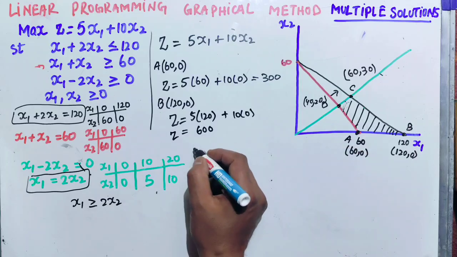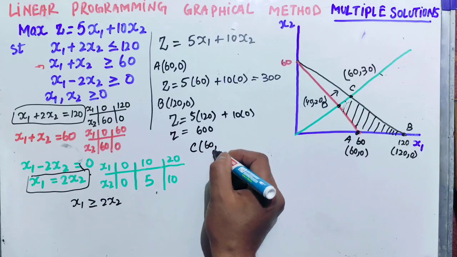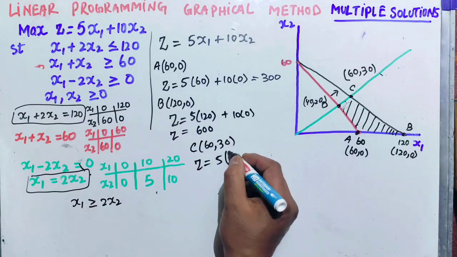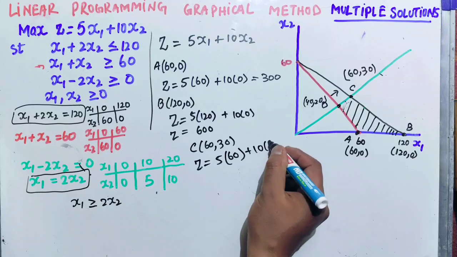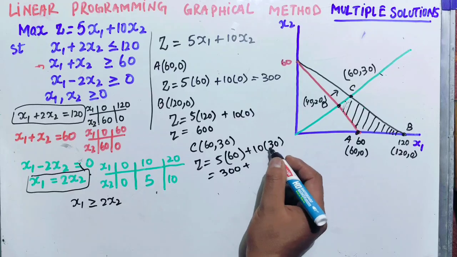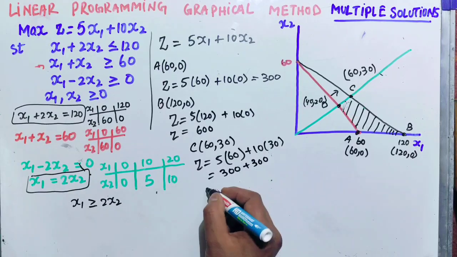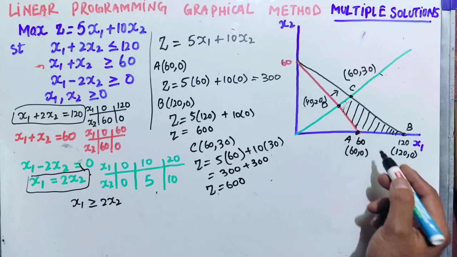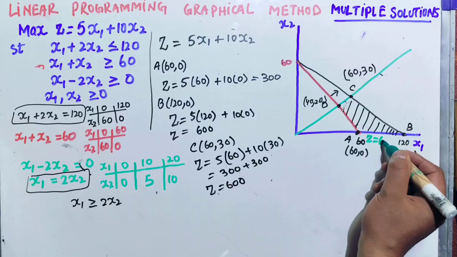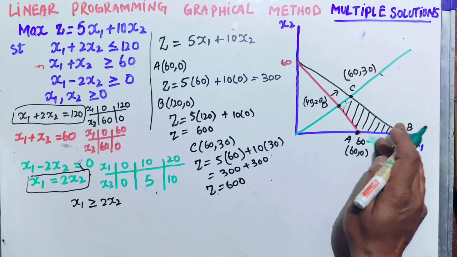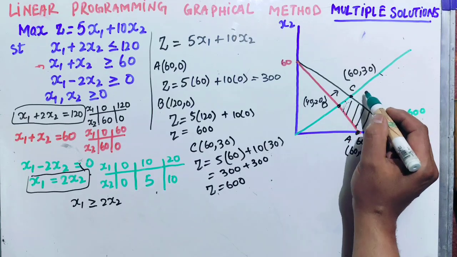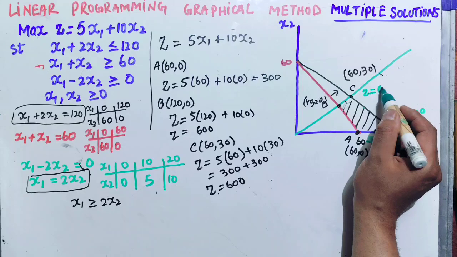Now let us take the point C. At C we have 60, 30. So z will be equal to 5 into 60 plus 10 into 30. So here we get 5 6s are 30, so 300, plus 10 into 30 is 300. So z again comes out to be 600. So at this point z is equal to 600, and at this point also z came out to be 600.